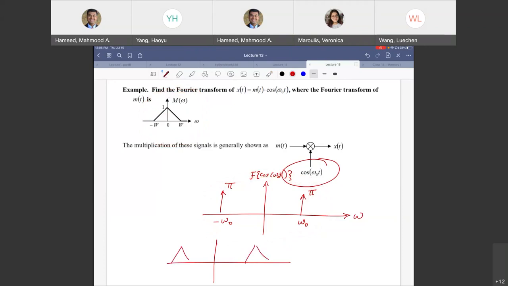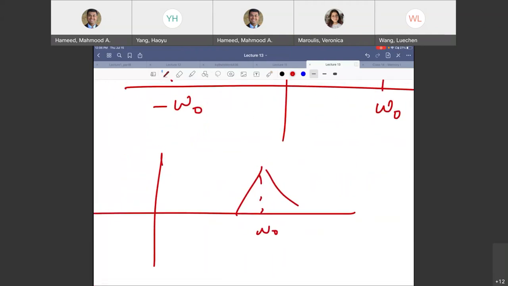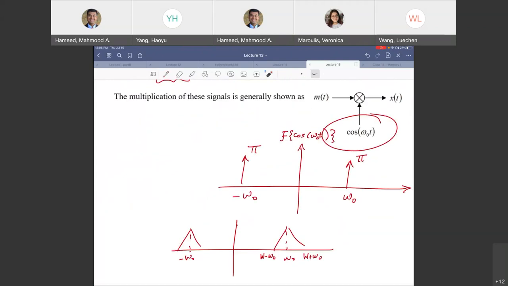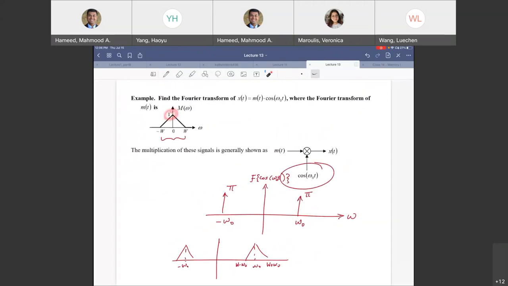Two triangles. Where are they centered? Omega naught, minus omega naught. What is the width? Well, this is W away from the center, right? So this will be W plus omega naught, and then W minus omega naught, and so on. What will be the height? Over here, you have got a 1. Here you have got a pi, but because you were multiplying in time, you had a 1 over 2 pi factor in the frequency, in the convolution, right? So 1 here, pi here, 1 over 2 pi there, so you're left with half.